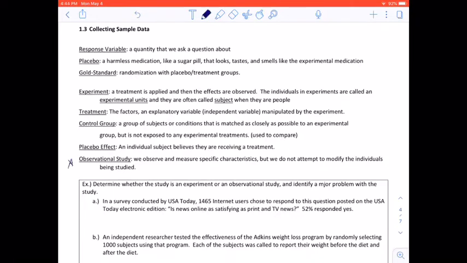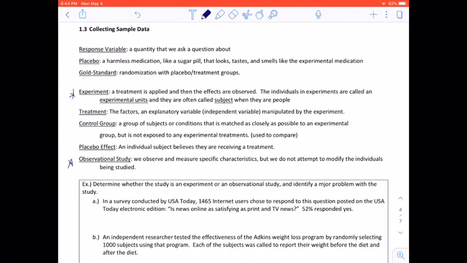You are asked to compare a lot of times an observational study to an experiment. So an observational study is where you sit and watch and observe, and then an experiment is where you're going to give some kind of experimental unit to them and some kind of treatment to that group.